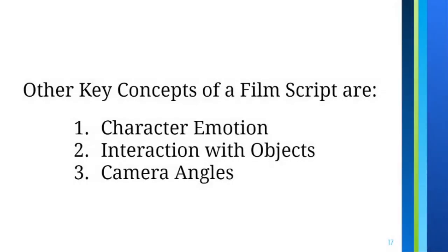Other key concepts to include when creating your film script are character emotion, interactions with objects, and the use of different camera angles. Character emotion can be body gestures and facial expressions that describe how a character is feeling instead of announcing it. Interactions with different objects can include a character in a kayak if they were going on an adventure on a lake. Using different camera angles within your film will enhance the overall delivery of it.